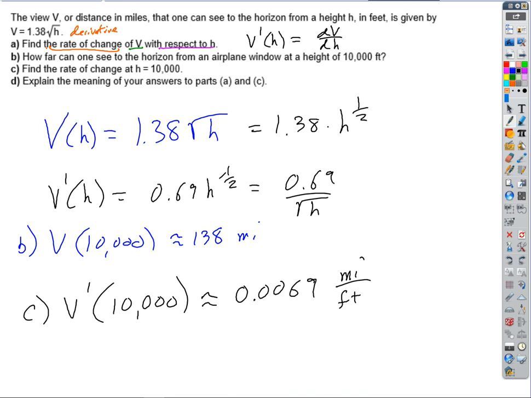For what? Per foot, okay? Now, you got to take that with a grain of salt, because if I actually step up, let's say from 10,000 to 10,001, is there a guarantee that I've moved up by exactly 0.0069? Now, the curve's changing maybe, right?